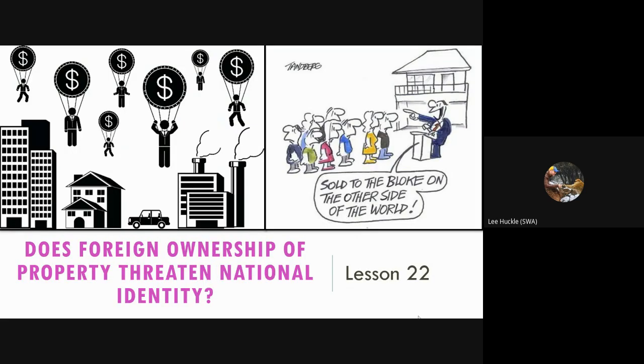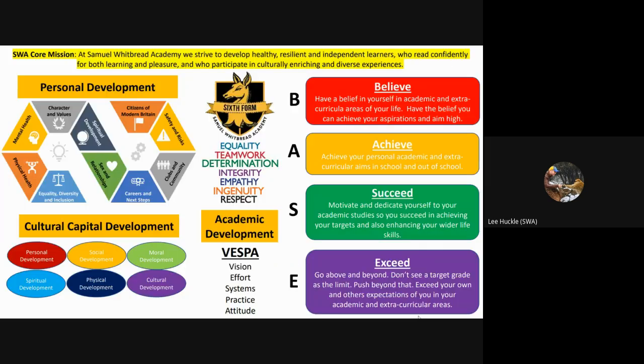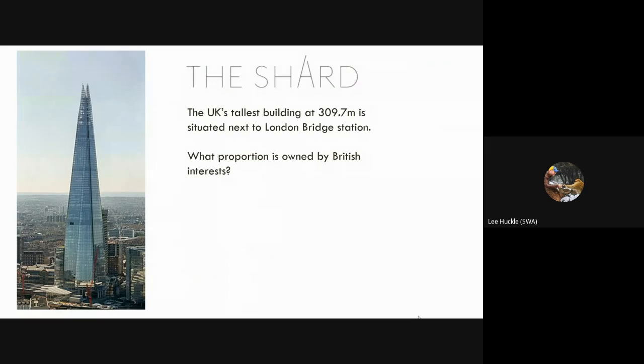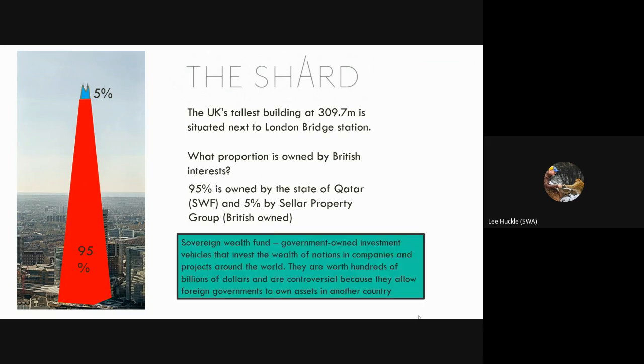So, does foreign ownership of property threaten national identity, where companies from abroad buy up companies from our country, if you like? The objective here was to understand why foreign ownership of property can cause issues, but also brings advantages as well. If you remember, we looked at the example of the Shard, where 95% of the Shard is owned by the state of Qatar, and only 5% is actually British owned. We spoke about the SWF, the Sovereign Wealth Fund as well. Remind yourself of that by pausing there if you wish.